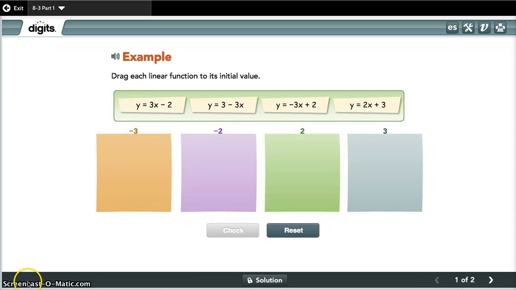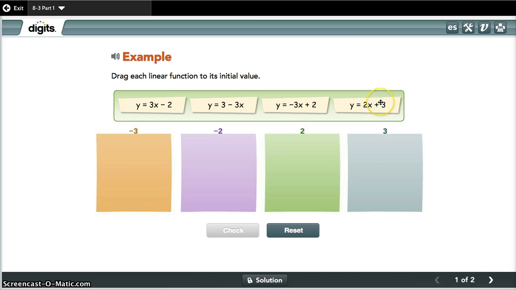Okay, so we're going to jump into our first part, and I do think we'll be able to cover this lesson in one video. I hope so, at least. We're going to drag each linear function to the initial value. So what we're basically asking is, what is the y-intercept in these equations here? So we have y equals 3x minus 2, y equals 3 minus 3x, y equals negative 3x plus 2, and y equals 2x plus 3.